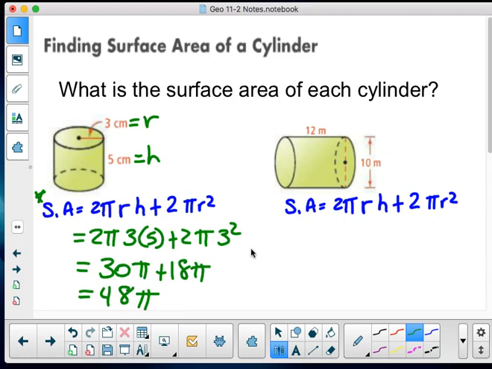And I got 48 times pi, and I got 150.796, so it's going to be 150.8 centimeters squared for my surface area. Now, I just did one. It's your turn. You guys go after the next one with the height of 12 and the diameter of 10.